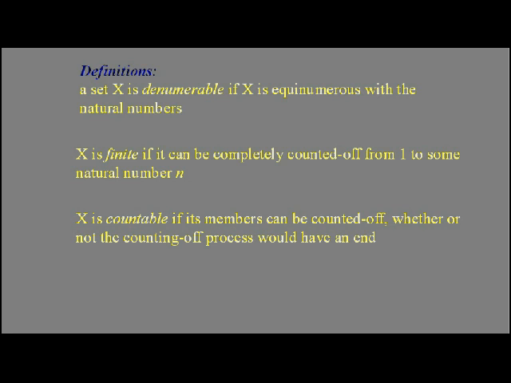And we say that a set X is countable if its members, again, can be counted off, whether or not the counting off process would have an end. Now, given these definitions of a countable set and a finite set, we see that a denumerable set, which is one which is equinumerous with the natural numbers, has the same cardinality as the set of natural numbers, is not finite, but it is countable, even though counting off its members would be a process without end.